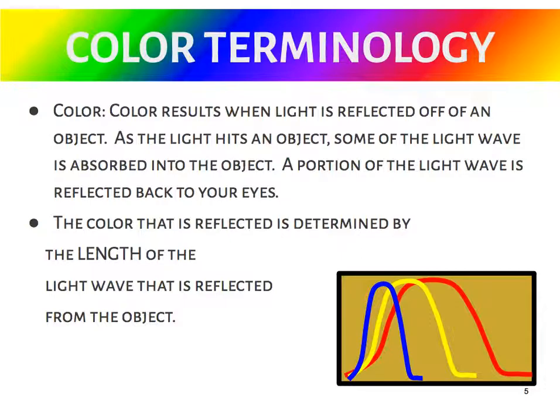So color results when light is reflected off an object. As the light hits an object, some of the light wave is absorbed into the object, and a portion of the light wave is reflected back to your eyes. So basically, the color that is reflected is determined by the length of the light wave that is reflected from the object. So color originates in light, sunlight again.